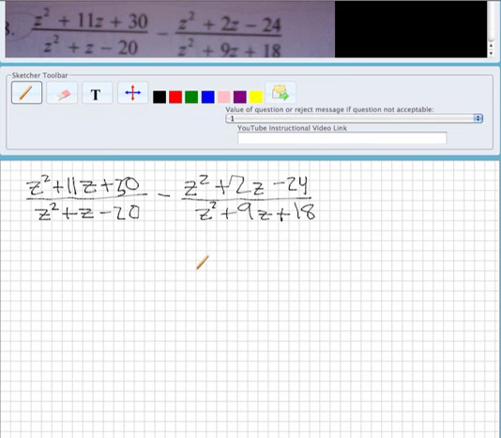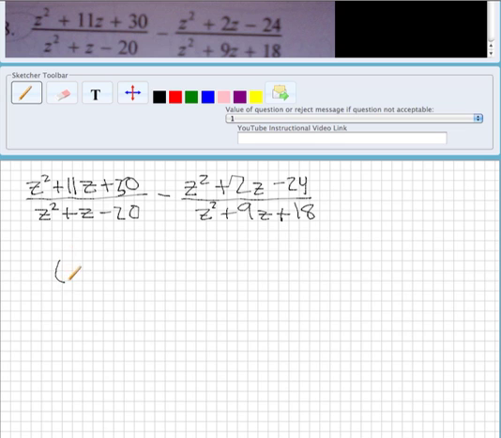So what we want to do here, we want to subtract these two fractions from each other. And to do that, we need a common denominator. But to find that, what we first want to do is we want to factor each one of these trinomials.